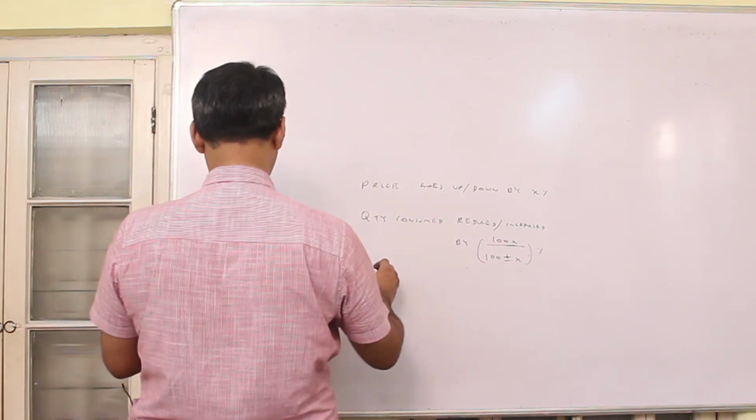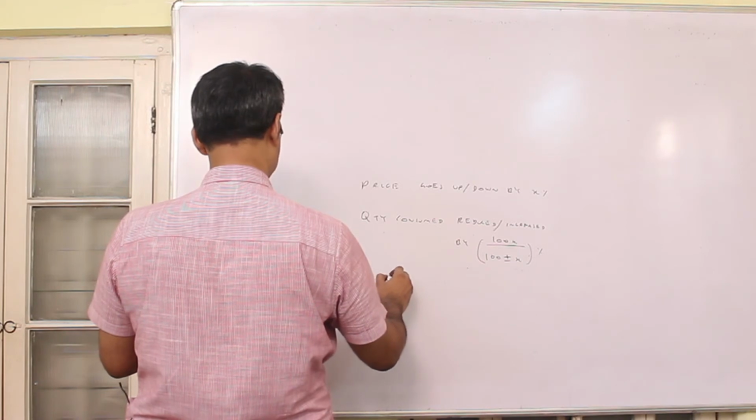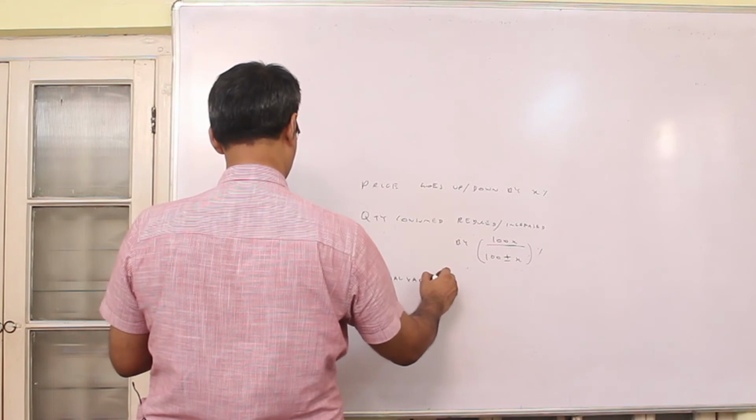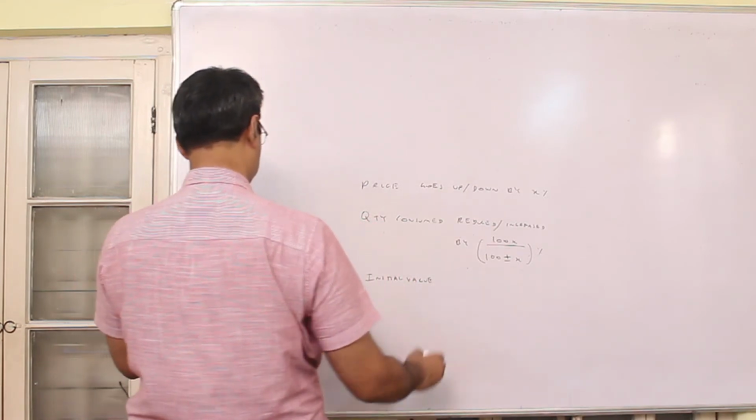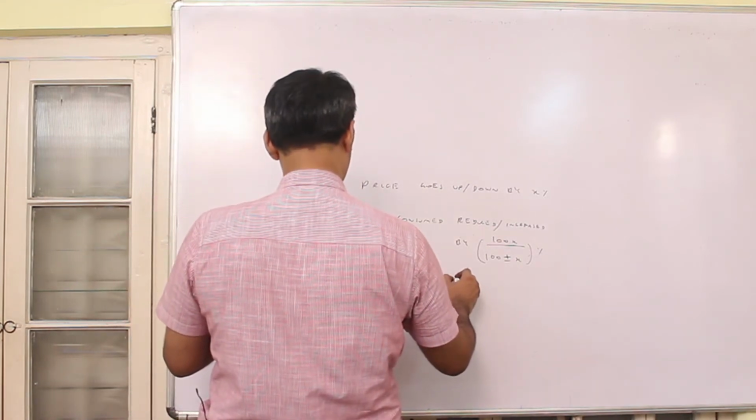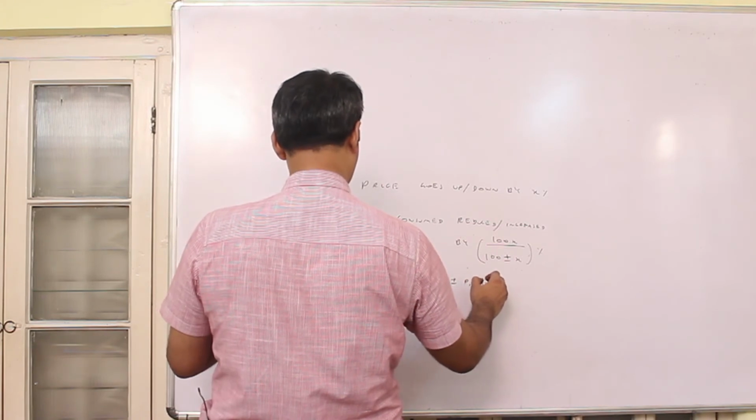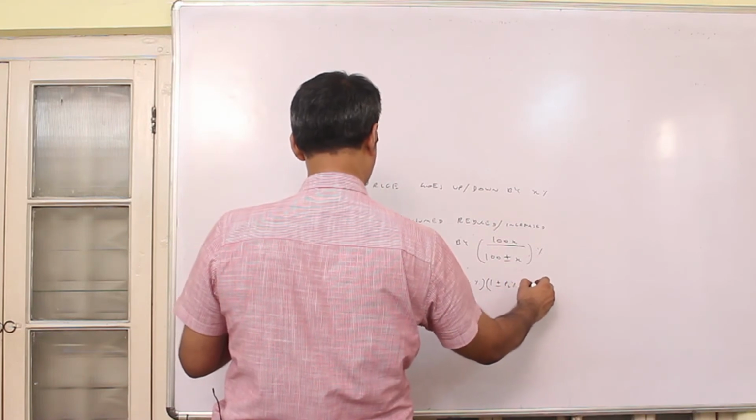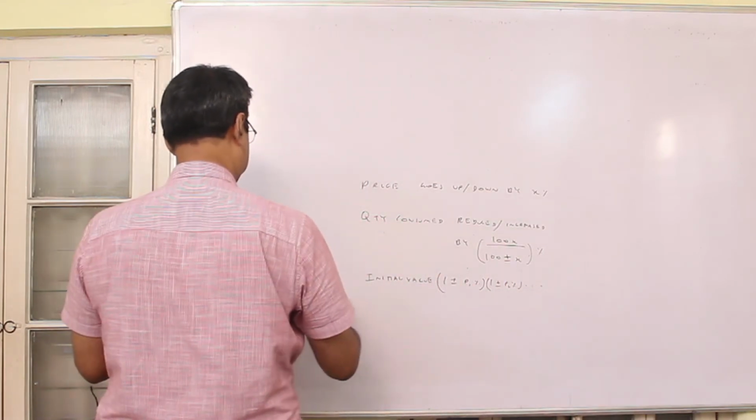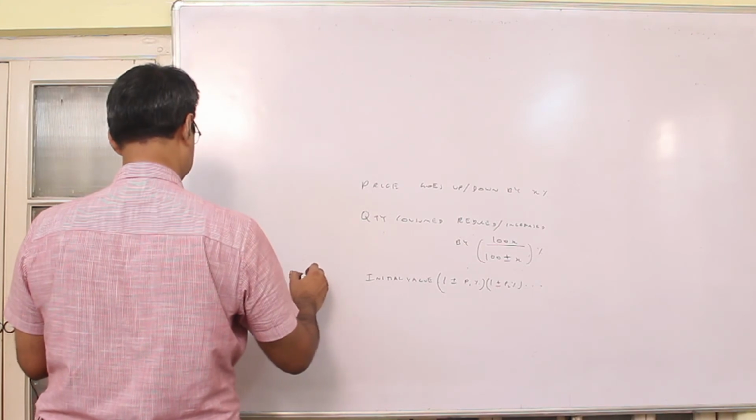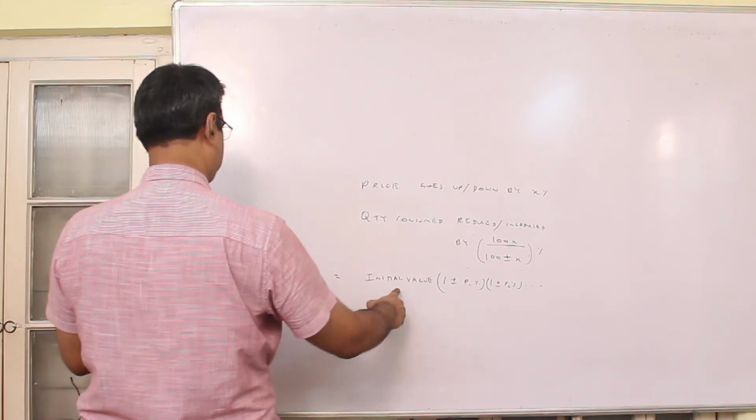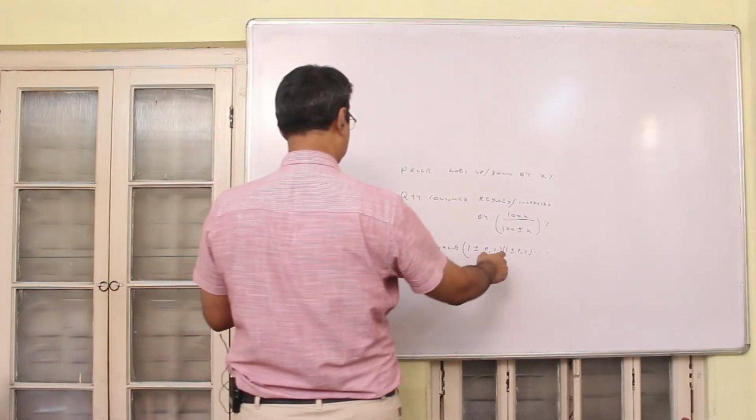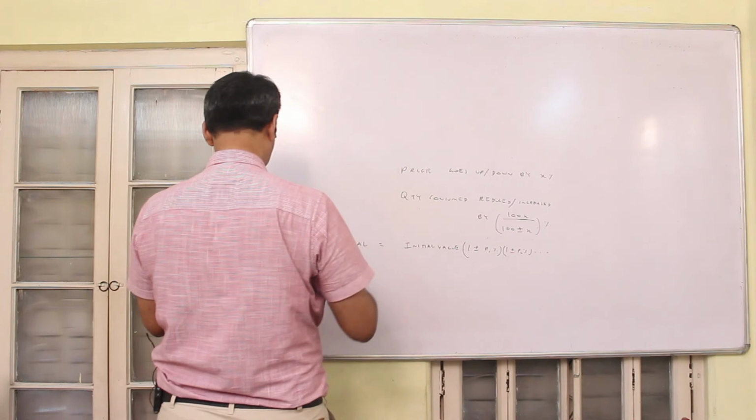Suppose there is a quantity whose initial value is successively changed by P1%, then P2%, etc. Then the final value will be initial value into 1 plus or minus P1% into 1 plus or minus P2%, etc.